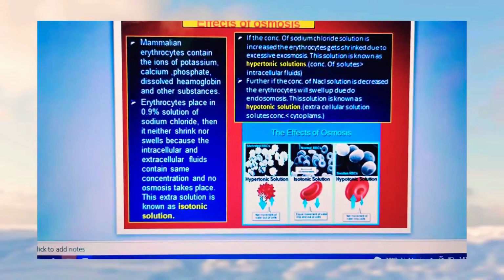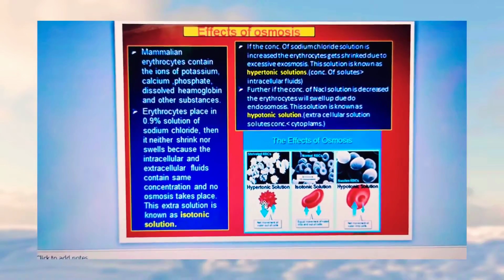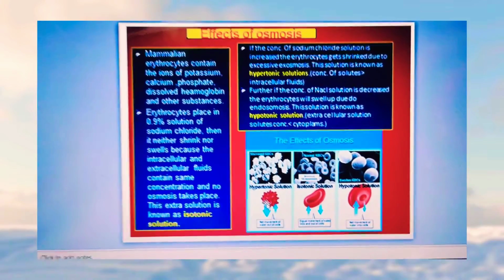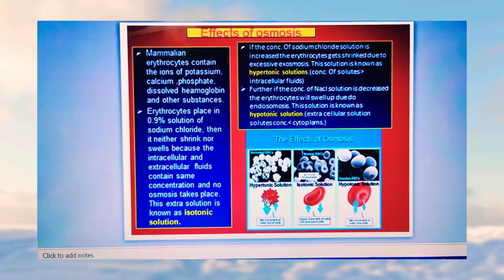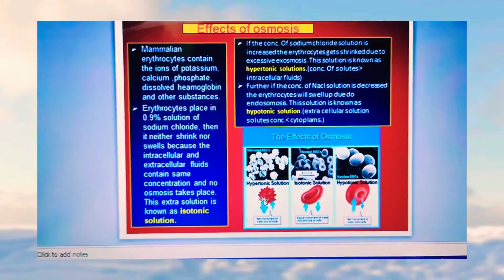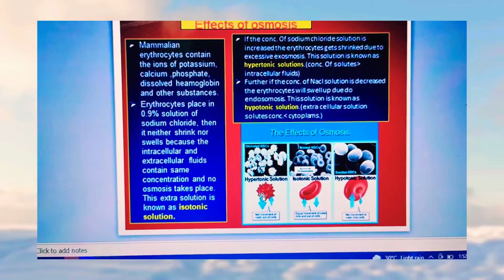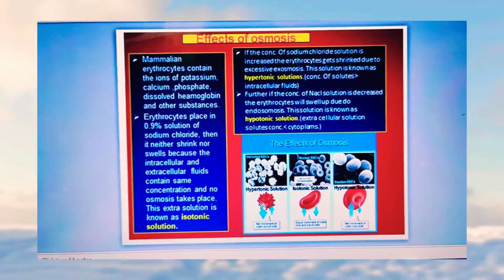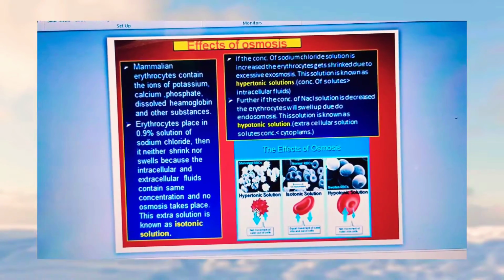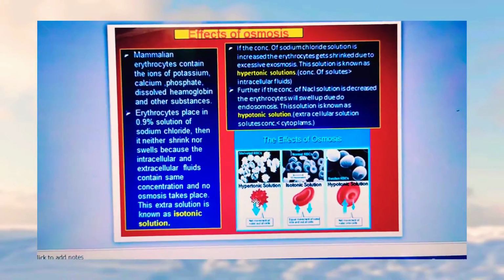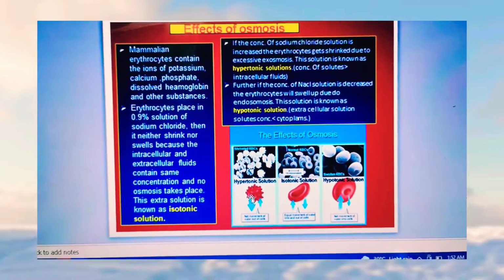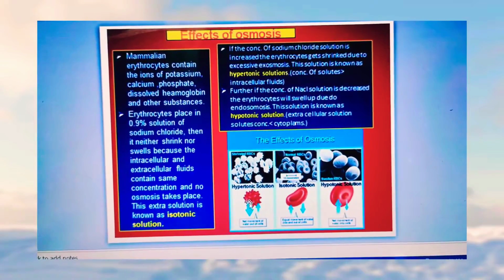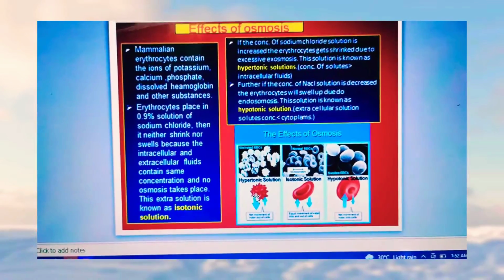The cells inside, the cytoplasm, they shrink when the solution is hypertonic. It means the cells shrink when the fluid inside that particular cell moves towards the lower concentration. That is how it shrinks.